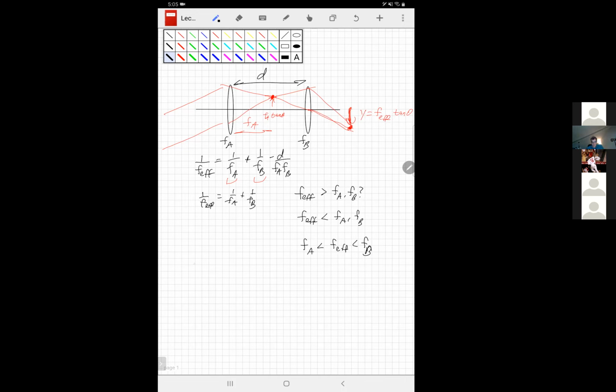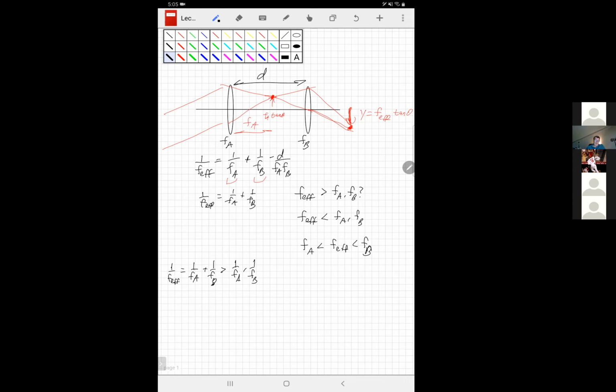Well, let's see here. 1 over FA plus 1 over FB is greater than 1 over FA. It's also greater than 1 over FB. So the inverse of the effective focal length is larger than either of the individual inverses. But if the inverse is larger, that means that the actual value is smaller, because inverting something flips everything around. So the focal length is shorter.